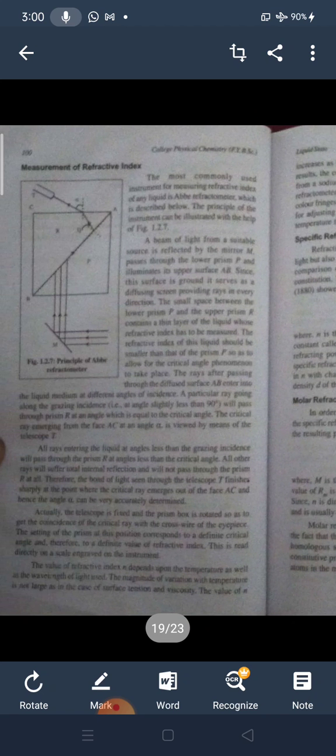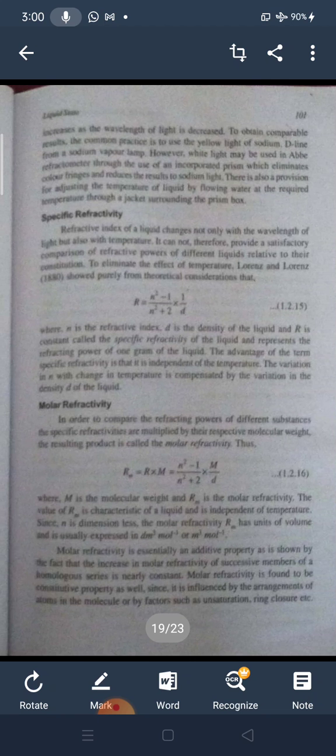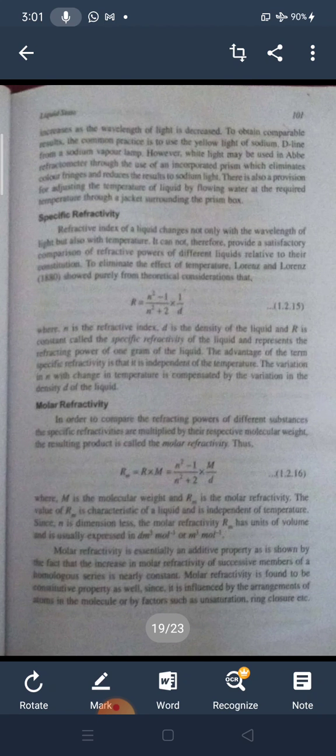Here the detail is given about the refractive index. Specific refractivity is there, and molar refractivity is there. Then what is the specific refractivity? Specific refractivity is independent of the temperature.